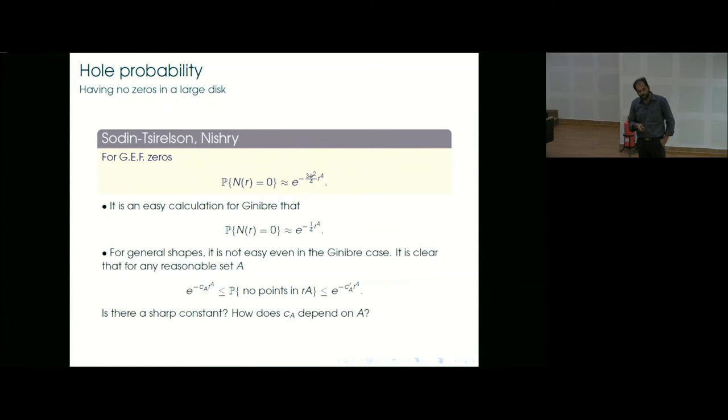But does it decay like e to the minus a constant r to the 4? And if so, how does that constant depend on the shape? Okay, so this is an interesting question. What kind of functional is it of the shape? If you are taking the Poisson process, it's always e to the minus the area. So that constant would be just the area of A. But here it cannot be the area. It doesn't make sense if you just see by scaling. It has to be something else.